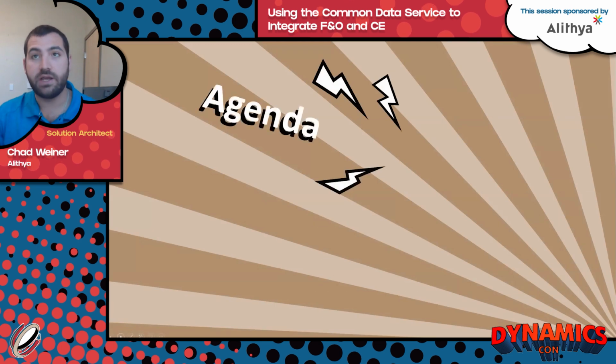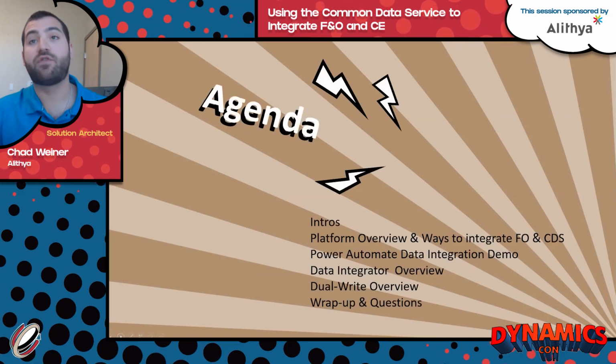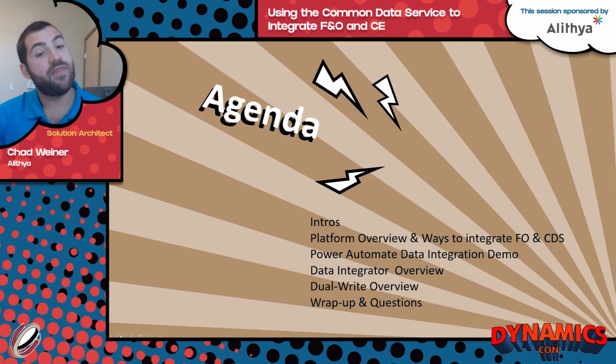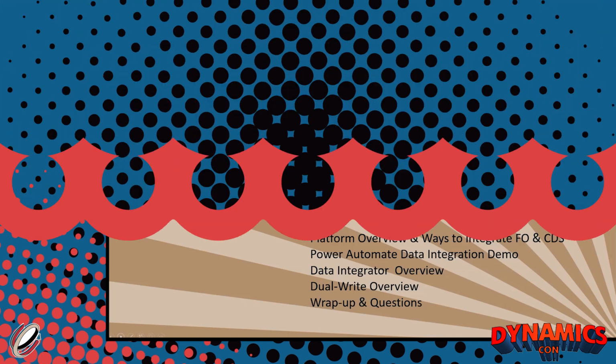Today, the agenda is going to be a platform overview of the different ways we can integrate data with CDS and F&O. We're going to talk about Power Automate first, then the data integrator, and then DualRight, and we'll wrap up with any questions and wrap-up items.